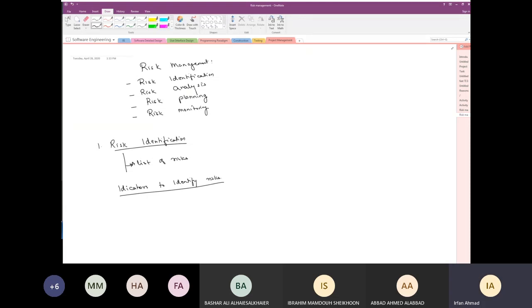Any idea? So what's the indicator of the risk of staff turnover, important employees leaving the company? An indicator, for example, could be that there are many good job opportunities in the market. So you have this feeling that maybe many people might get a better opportunity and leave. This is one indicator. Another indicator could be, any idea?